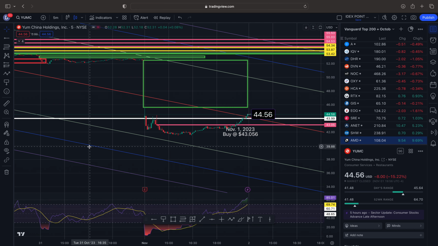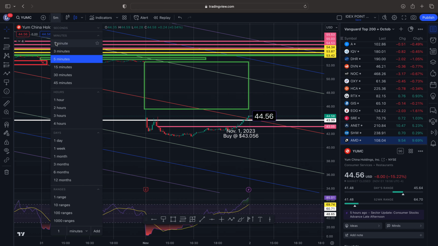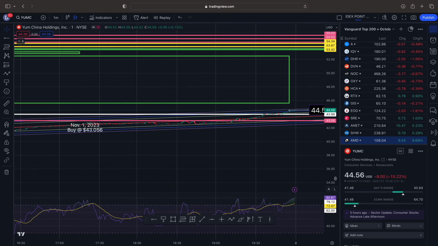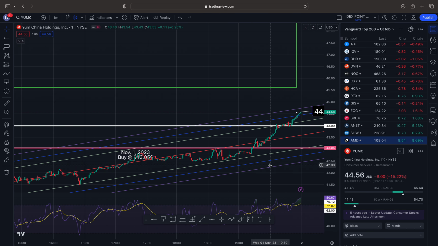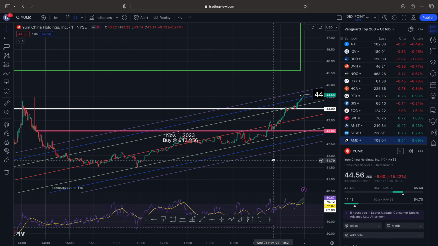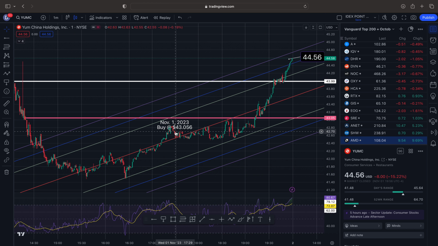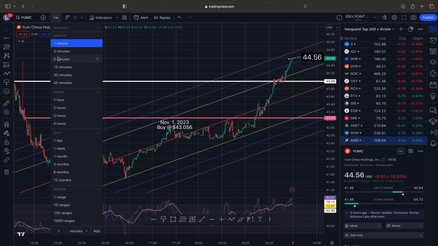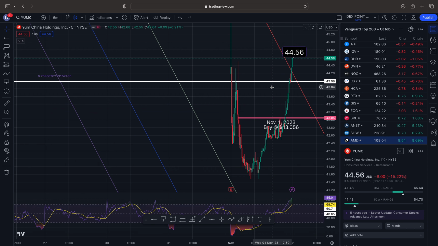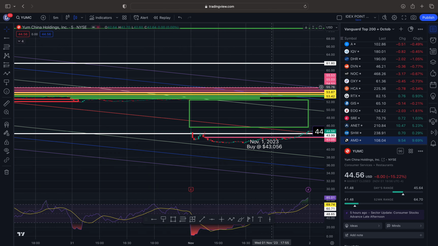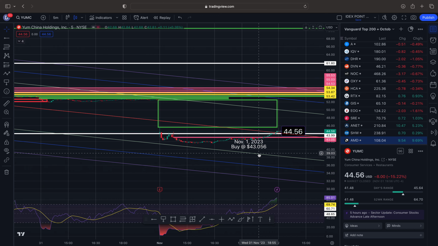When I saw this, I'm like, I got to get in. So I was checking it on the 1-minute time frame as well. Again, different time frames give you different buy and sell signals. So it's very important to check. So I bought it, well, this has moved, all right? But I bought it at 43.056. And we are on the 5-minute time frame. I'll flip it back.